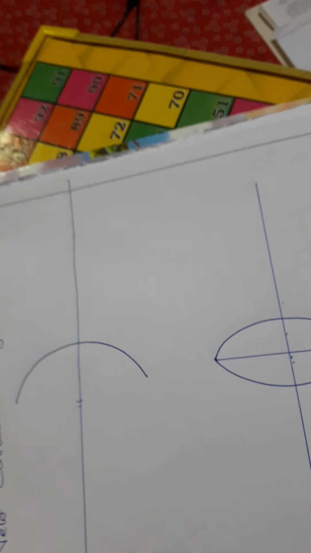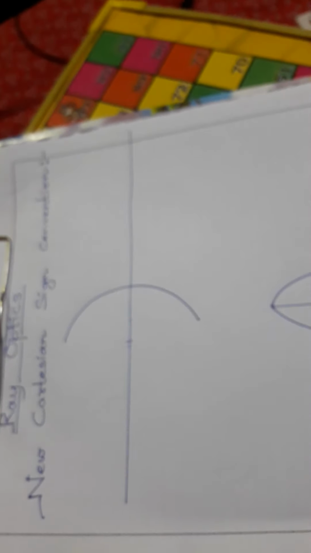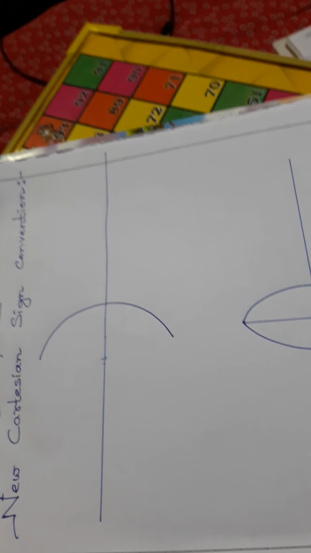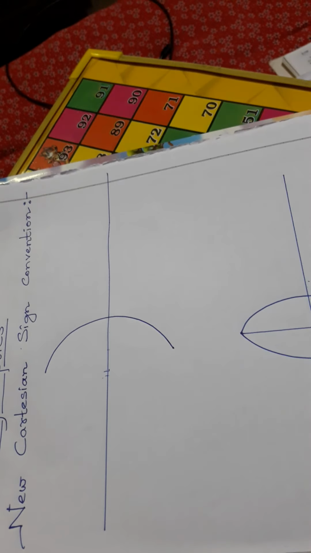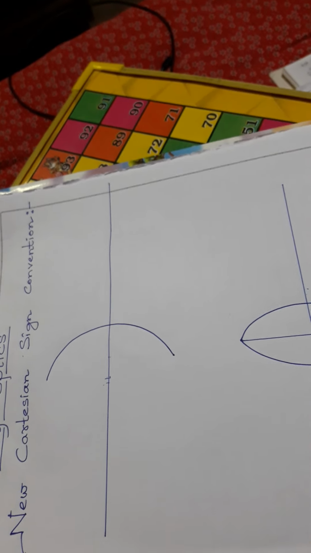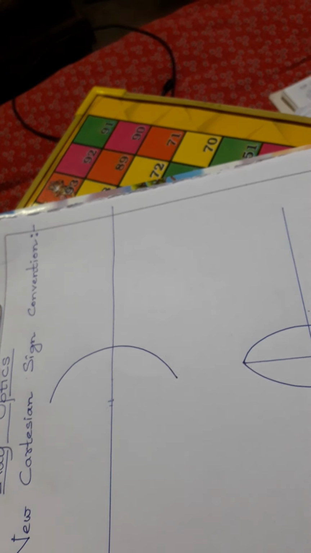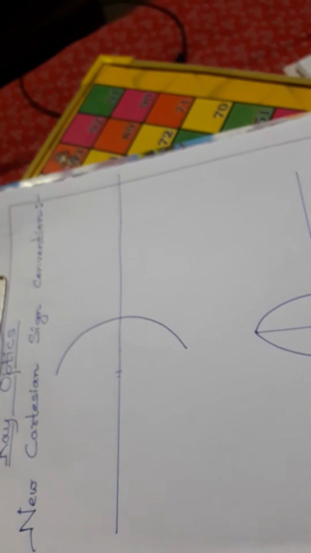By putting a plus or minus sign, we can identify whether the image is real or virtual, whether it is erect or inverted, and whether the magnification is more or less. These things are denoted by the sign convention. Whether the image is in front of the mirror or behind the mirror, whether the object is in front of the lens or behind the lens, to get an idea, we use sign conventions. This is very important for numericals and derivations.